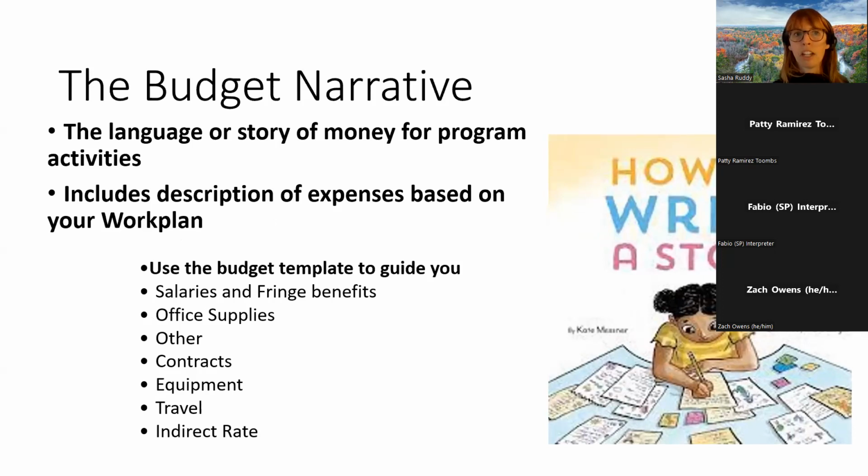And that's what a budget narrative is. A budget narrative is the language or the story of the money for program activities. So it includes descriptions of expenses based on your work plan. And within our budget template, we see these different subcategories as it's broken up: salary and fringe benefits, office supplies, other, contracts, equipment, travel and training, and indirect rate. And we're going to tackle each one of these subcategories together.